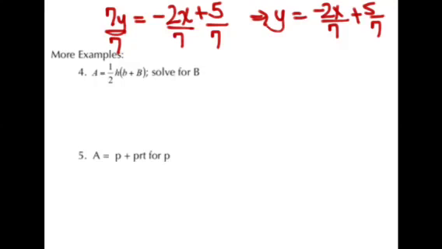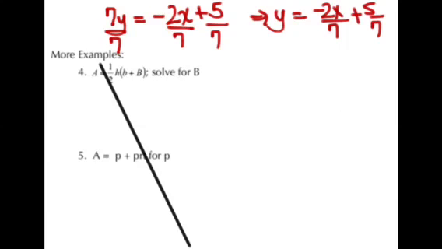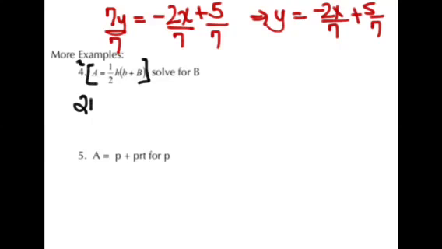I see the 1/2 as being a major detractor from getting capital B by itself. So let's multiply both sides by 2 to get rid of the 1/2. So you'll get 2a is equal to this 2, and this 1/2 will cancel. So then you have h times little b plus big B.